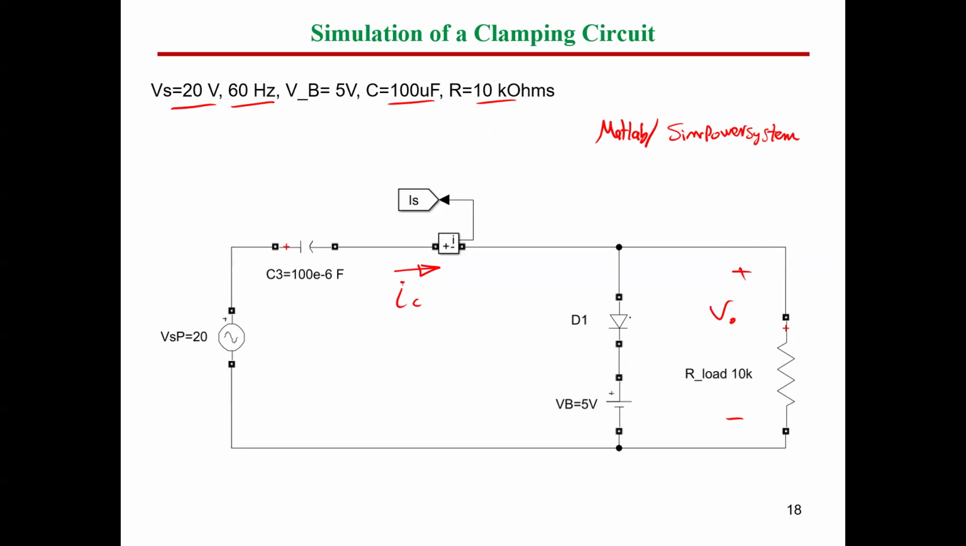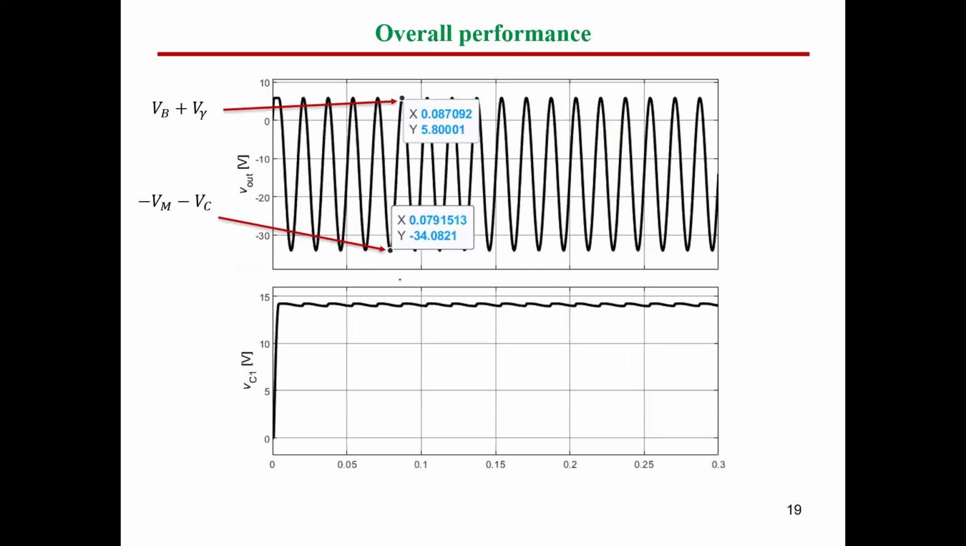According to the waveform we have here, what is the peak value of the supply? The peak value of the supply is 20. This means the peak value here is going to be VB plus V gamma. So this is the maximum. The negative value is going to be minus V maximum minus V capacitor.